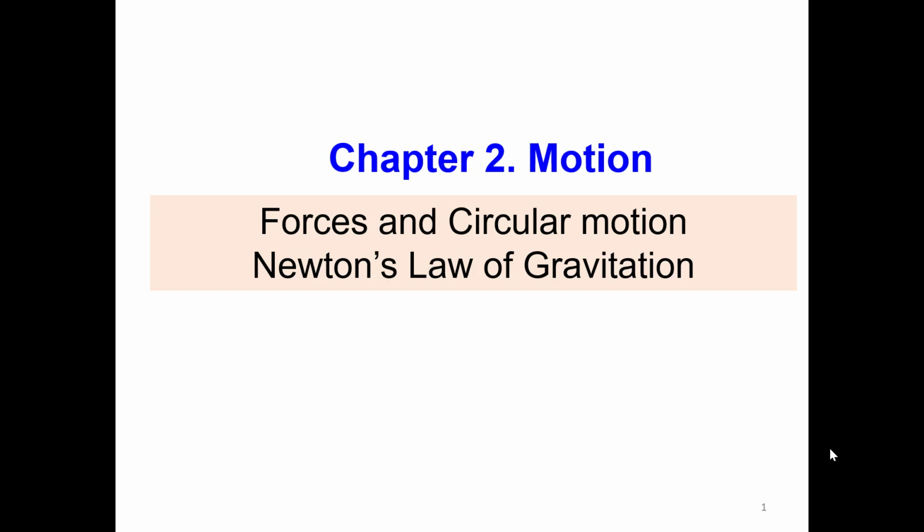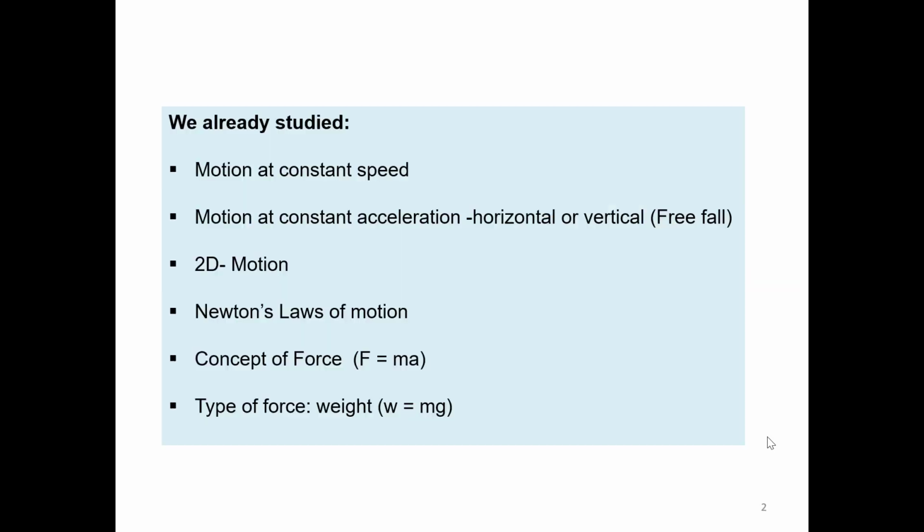In this presentation, we are going to discuss the last two sections of chapter 2, which are forces and circular motion and Newton's law of gravitation. And just to review what we already discussed, we discussed motion at constant speed. We also discussed motion at constant acceleration, and this motion can be horizontal or vertical, and if the motion is vertical at constant acceleration, then we are talking about free fall.